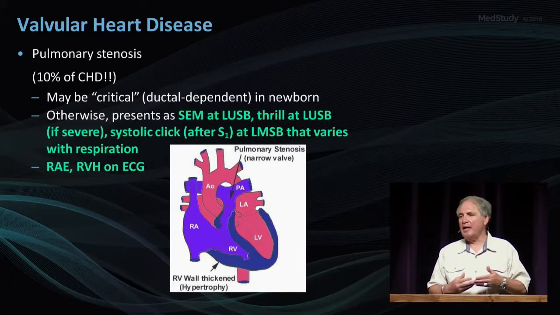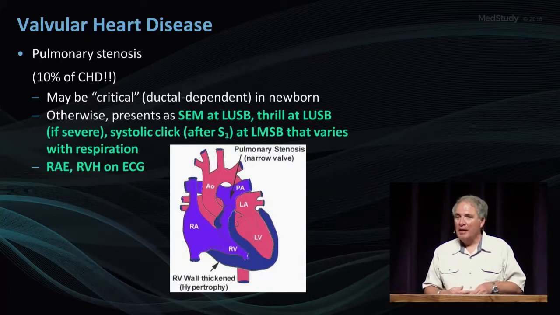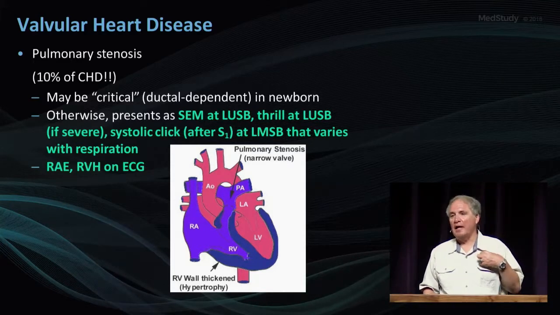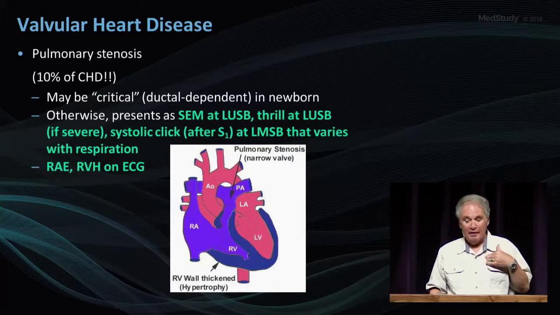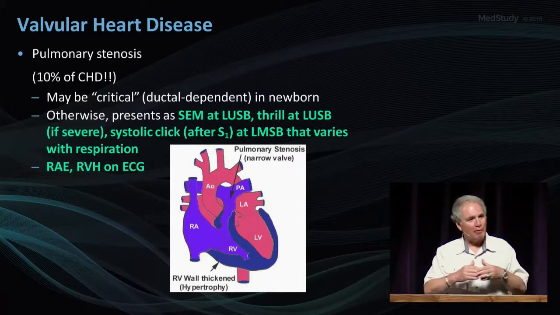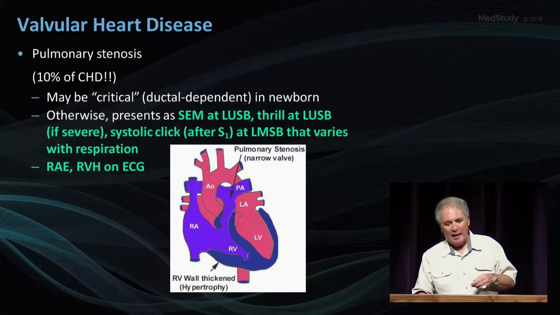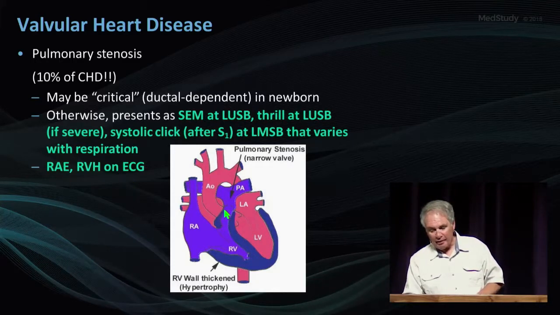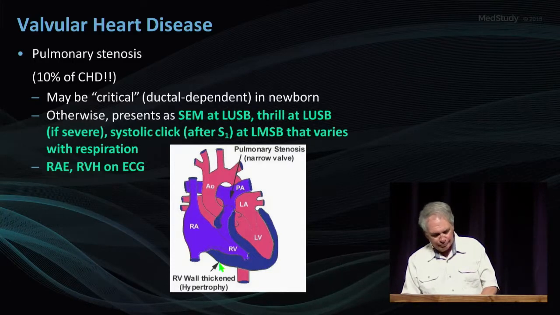Otherwise, it presents as a harsh systolic murmur at the left upper sternal border. That's where your pulmonary artery is. A thrill at the left upper sternal border, if severe. A systolic click after S1, but it varies with respiration, unlike aortic stenosis. The click comes and goes with breathing. And instead of LVH, on the EKG, you see right atrial enlargement, right ventricular hypertrophy. And here's an example of a thickened, narrowed pulmonary valve and right ventricular hypertrophy.